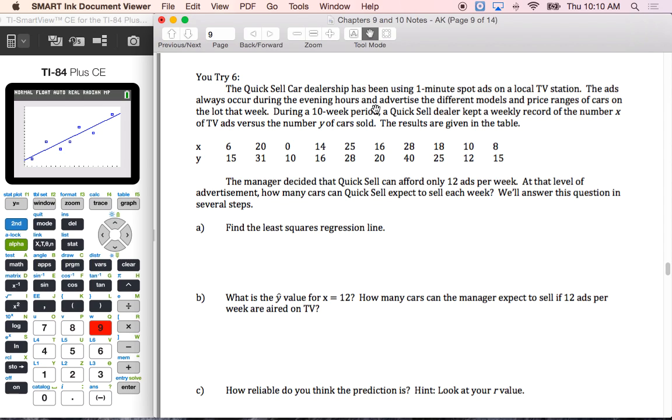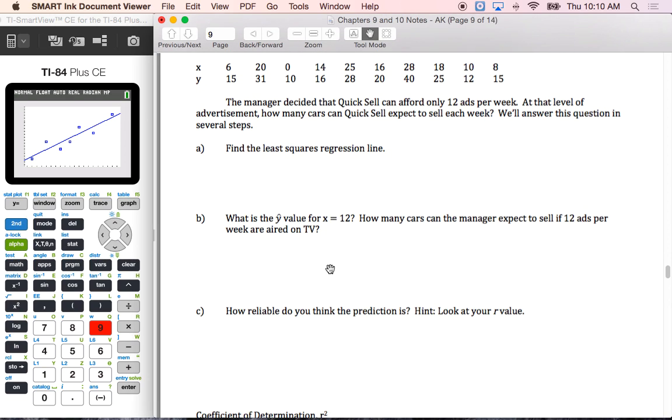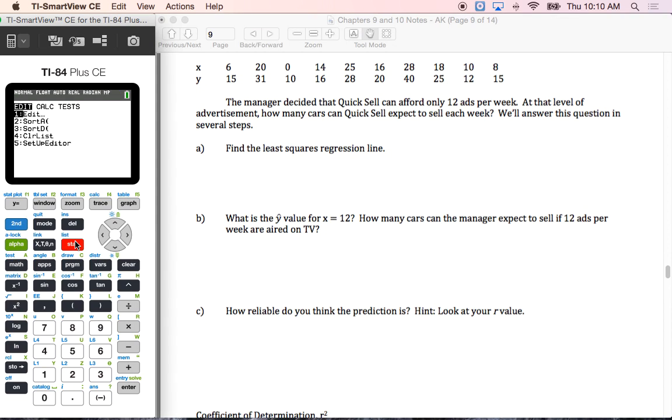So there's your table. The manager decided that Quick Sell can afford only 12 ads per week. At that level of advertisement, how many cars can Quick Sell expect to sell each week? We'll answer this question in several steps. So I want you to go through, find all your parts, and we'll come back together. So the first thing you should have gone through is stat edit and clear everything out.